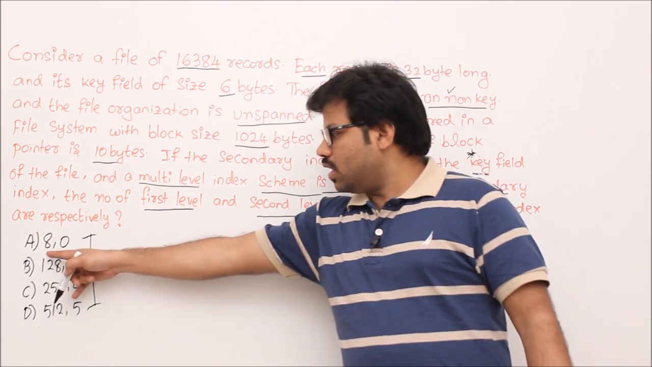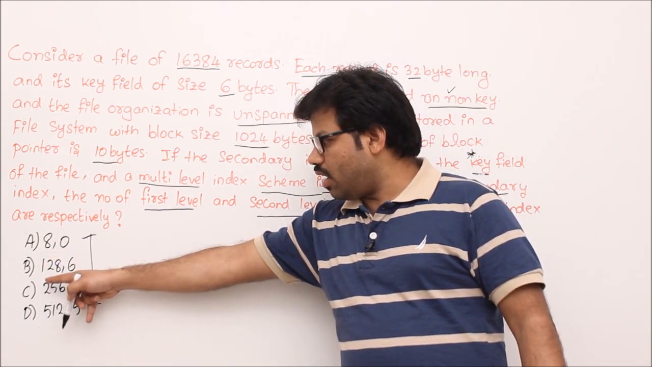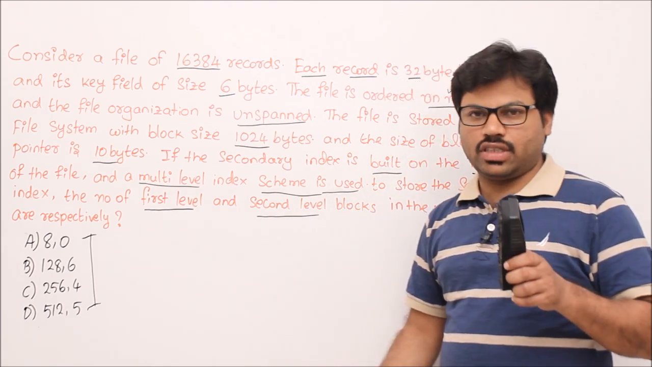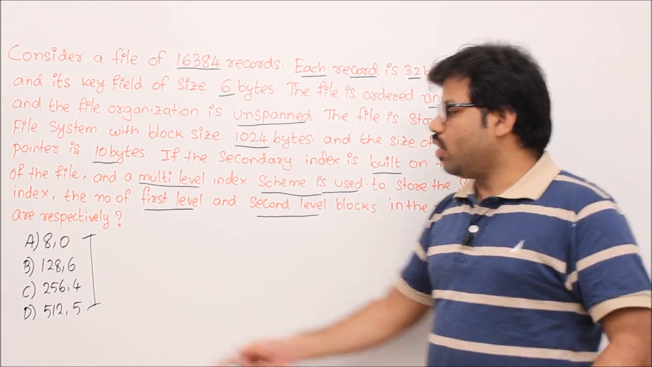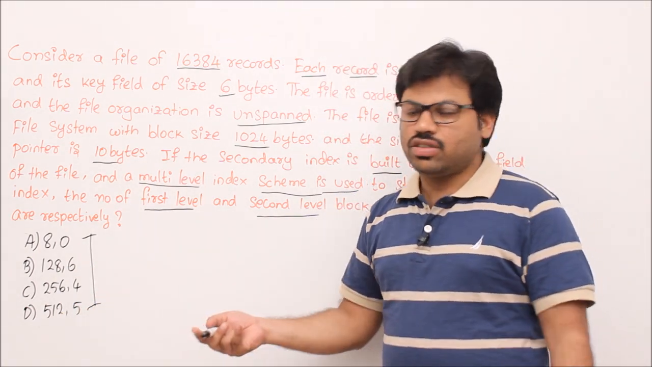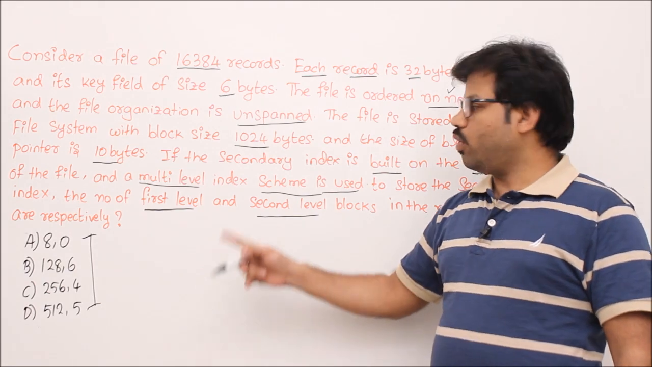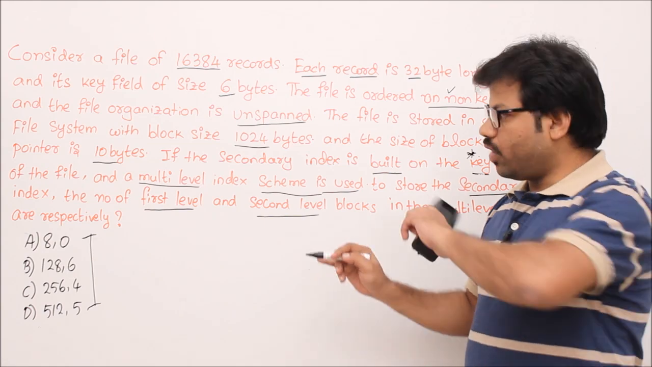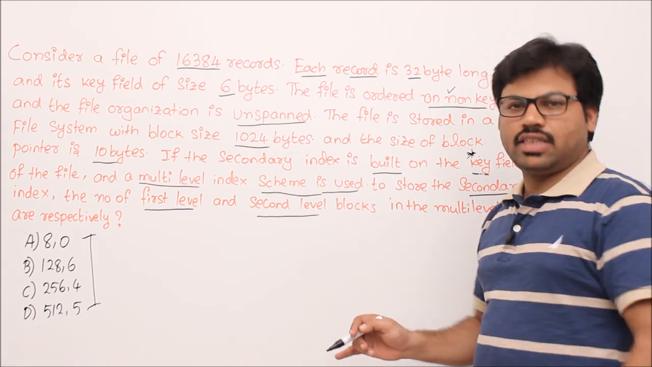So in the options, every option is differing on the first level blocks, right? If you know the answer, for example, you got 256 blocks in the first level, only one option matches. If you get 128, only one option matches, right? So that's why we can decide the answer by only calculating the first level index. Okay, let's do that first. After that, for completeness, I will explain how to calculate the second level.